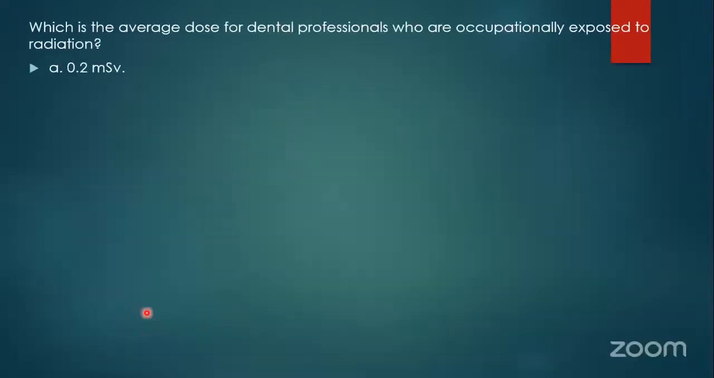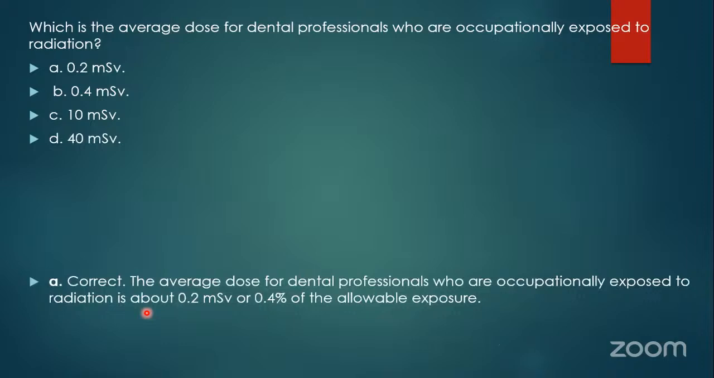So, what is the average dose for dental professionals who are occupationally exposed to radiation? They've given you four options: 0.2 millisievert, 0.4 millisievert, 10 millisievert, and 40 millisievert. I think it's between 0.2 and 0.4. Yes, the average dose of dental professionals who are occupationally exposed to radiation is about 0.2 to 0.4 millisieverts.